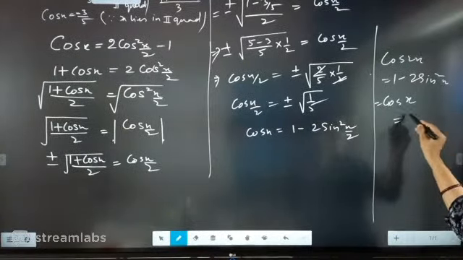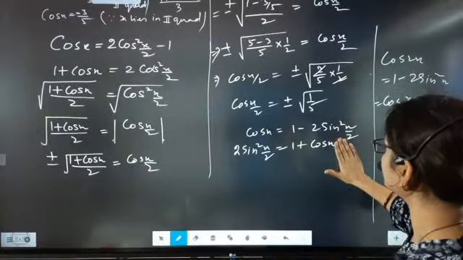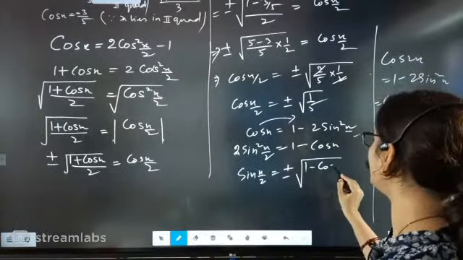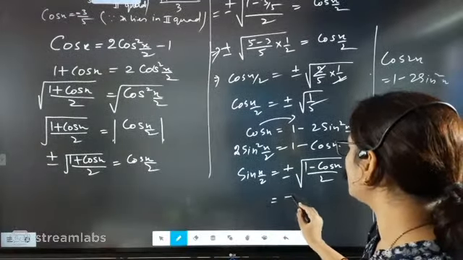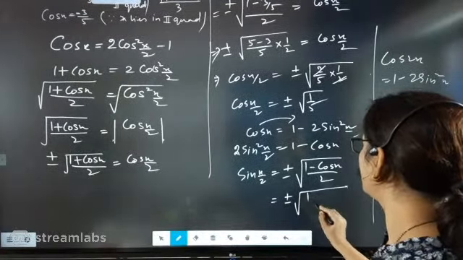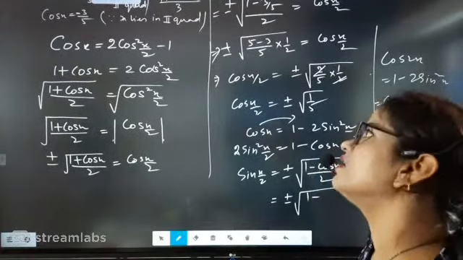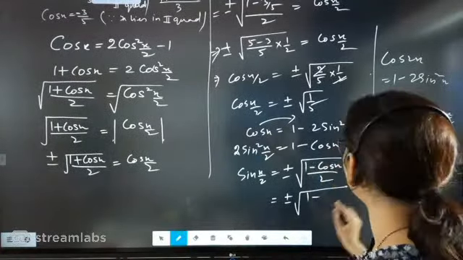That is what I am going to do here. So I will shift this one that side, this one this side. So it will come 2 sin square x by 2 equal to 1 plus cos x. Sorry, 1 minus cos x. So here minus under 1 minus cos x by 2. Now implement the cos x value here. Cos x is negative, so 1 minus minus 3 by 5, by 2, beta.